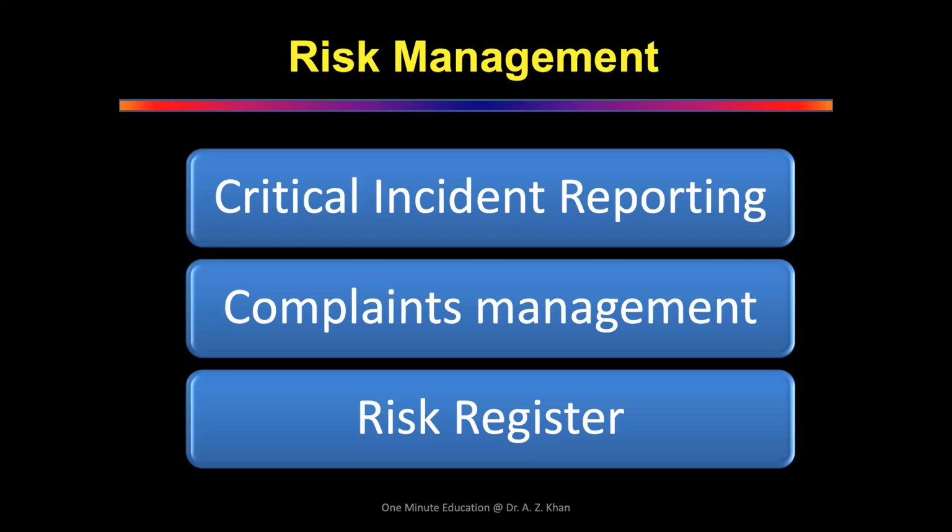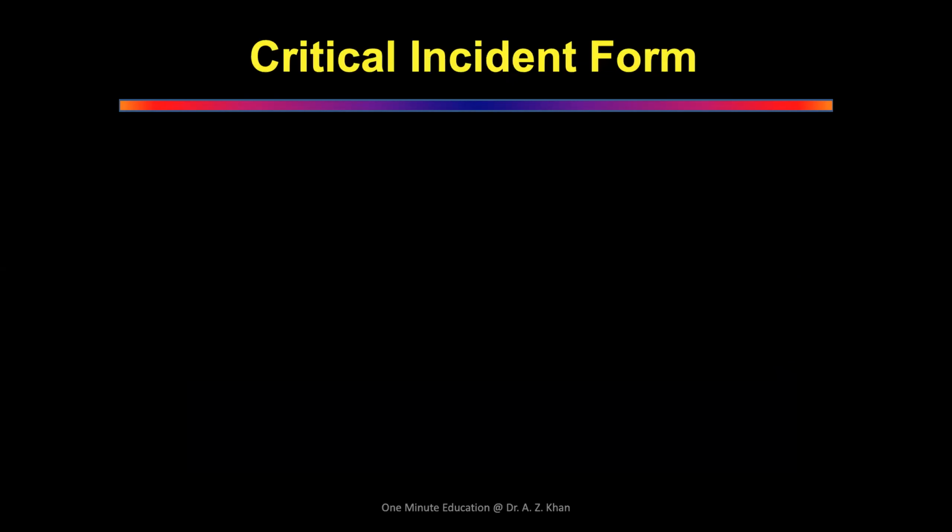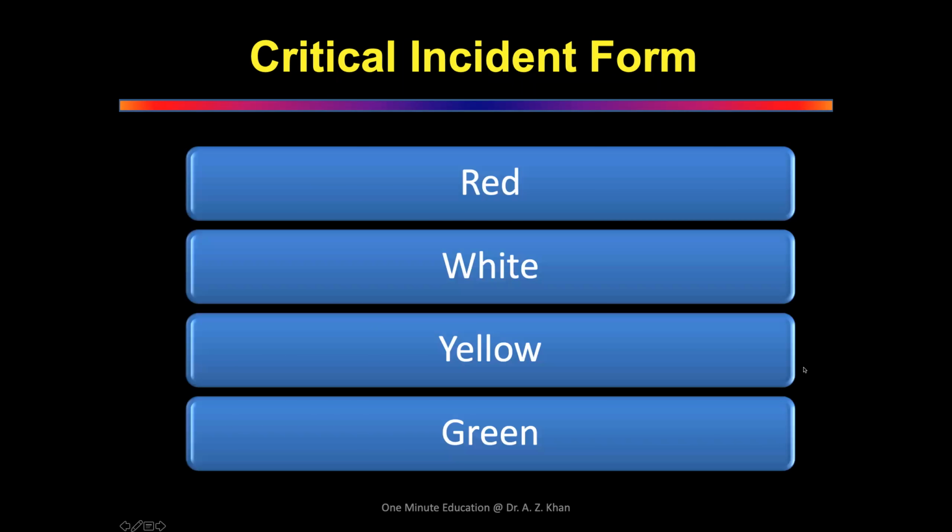There is a color to each section. Anybody knows that? Red, white, yellow, and green. Okay, there are 4 copies that happen. Even if you do it online, when the form gets generated, there are 4 separate background colors to each form. Why is there a separate color? Who do you send this form to? Immediate senior, HOD, hospital administration, the quality team, and the CEO.